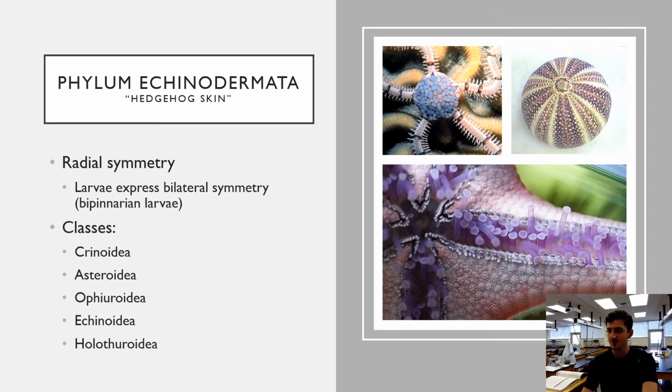There's 5 classes that we'll go through, and I'll take my time going through each one separately. So you have Crinoidea, Asteroidea, Ophiuroidea, Echinoidea, and then Holothuroidea.